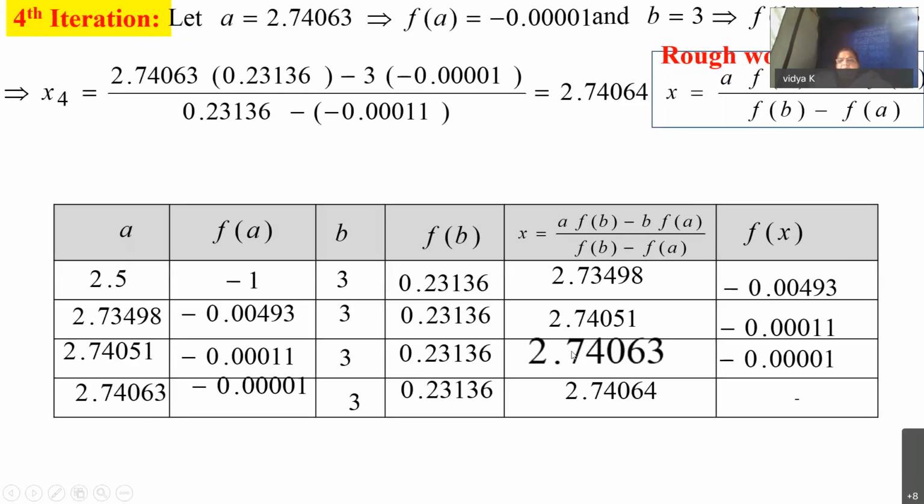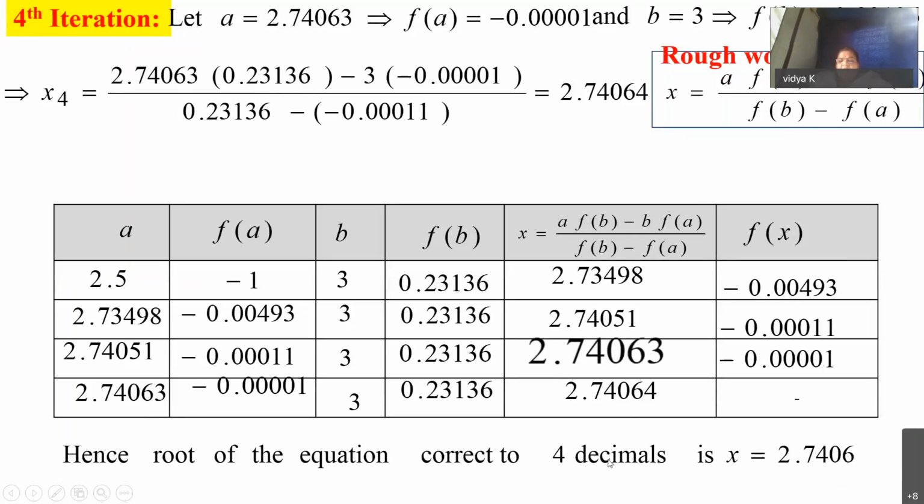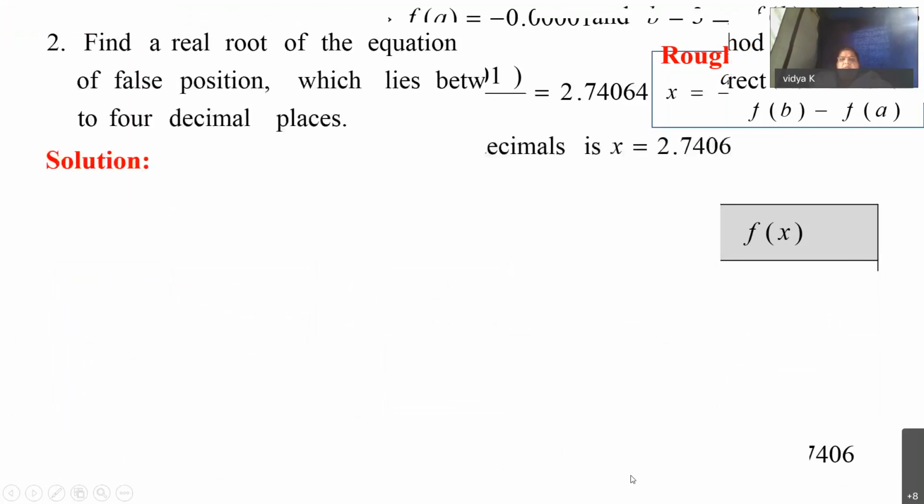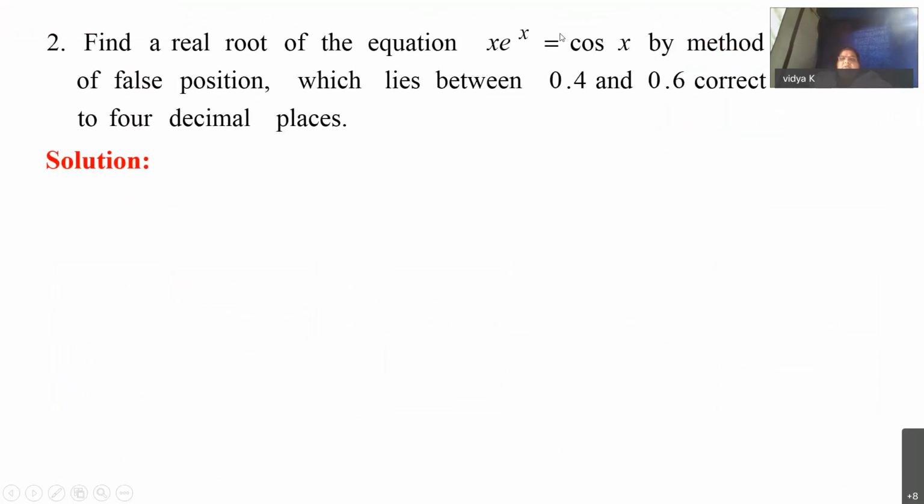See here, 2.7406, 2.7406, up to 4 decimal it is same. I think they have asked up to correct 4 decimal places, so you got the answer. So next, this I skip.